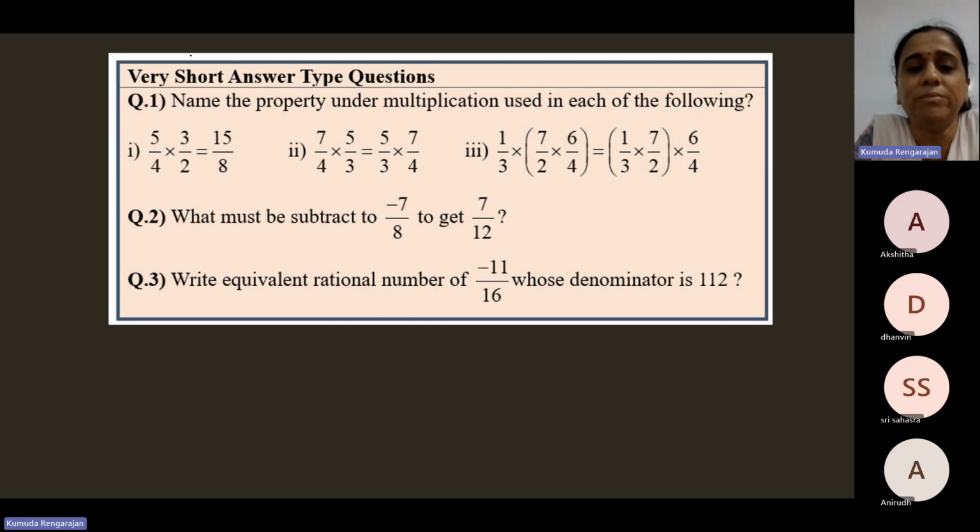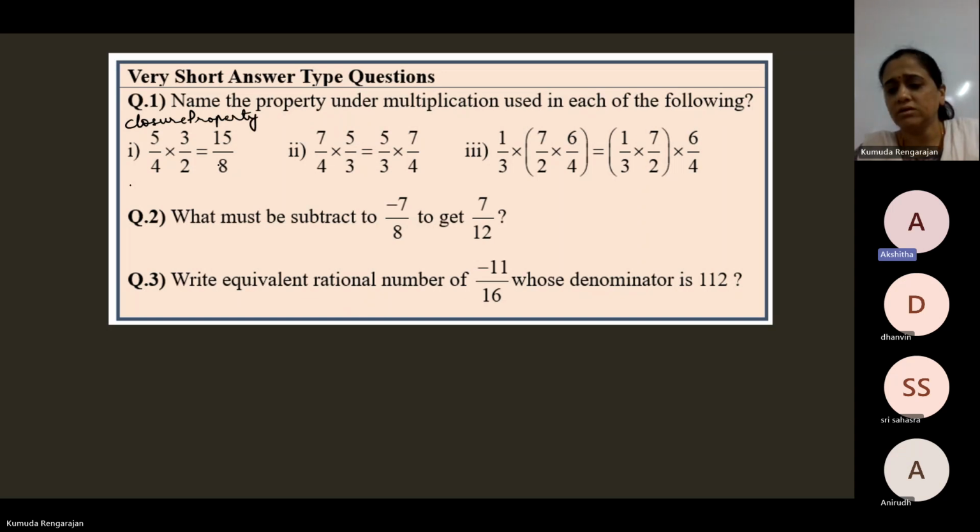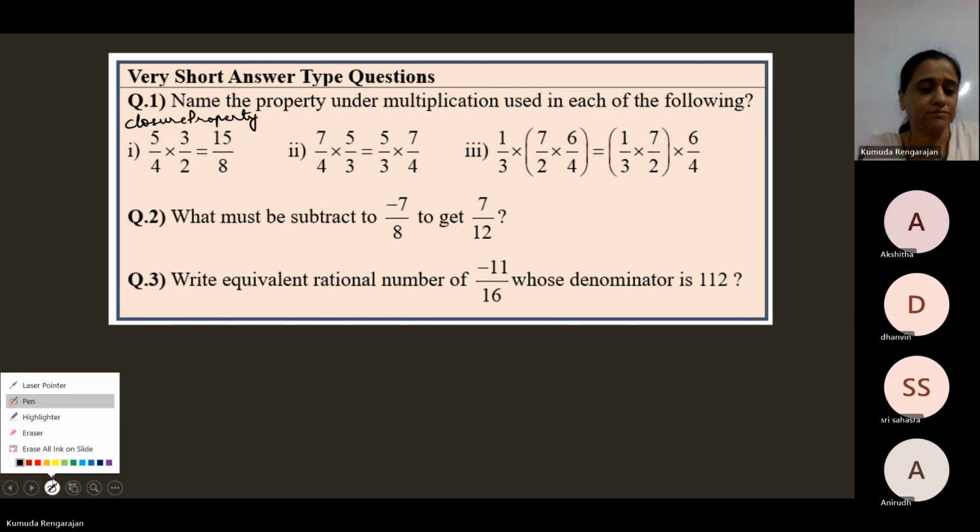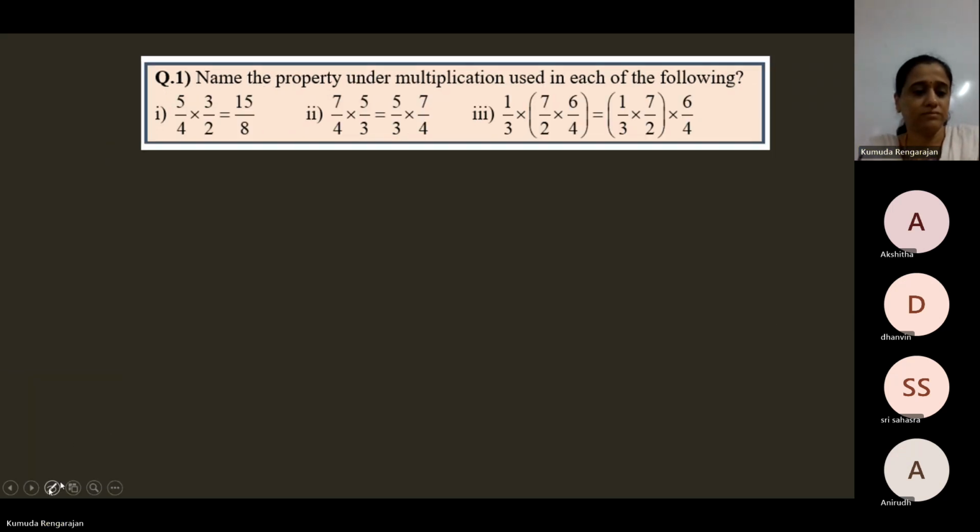So name the property under multiplication used in each of the following. So the first one is the closure property of addition. Sorry, the closure property of multiplication of rational numbers. Rational numbers are closed under multiplication. This one is closure property. Disable your mic, Akshita. Closure property of rational numbers.